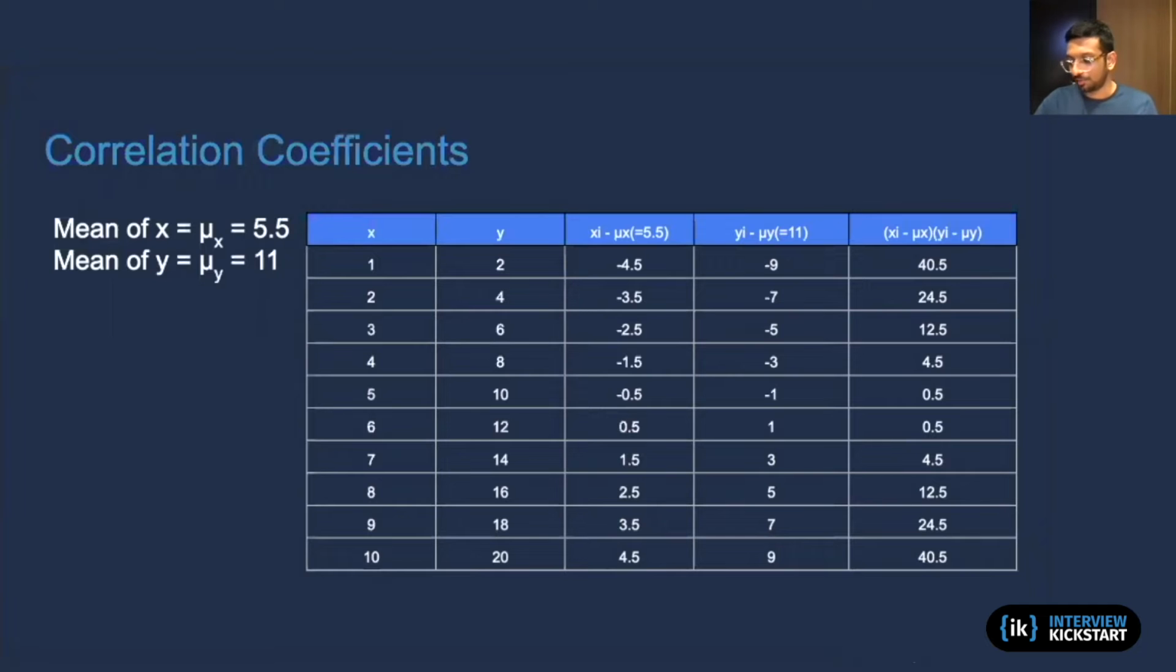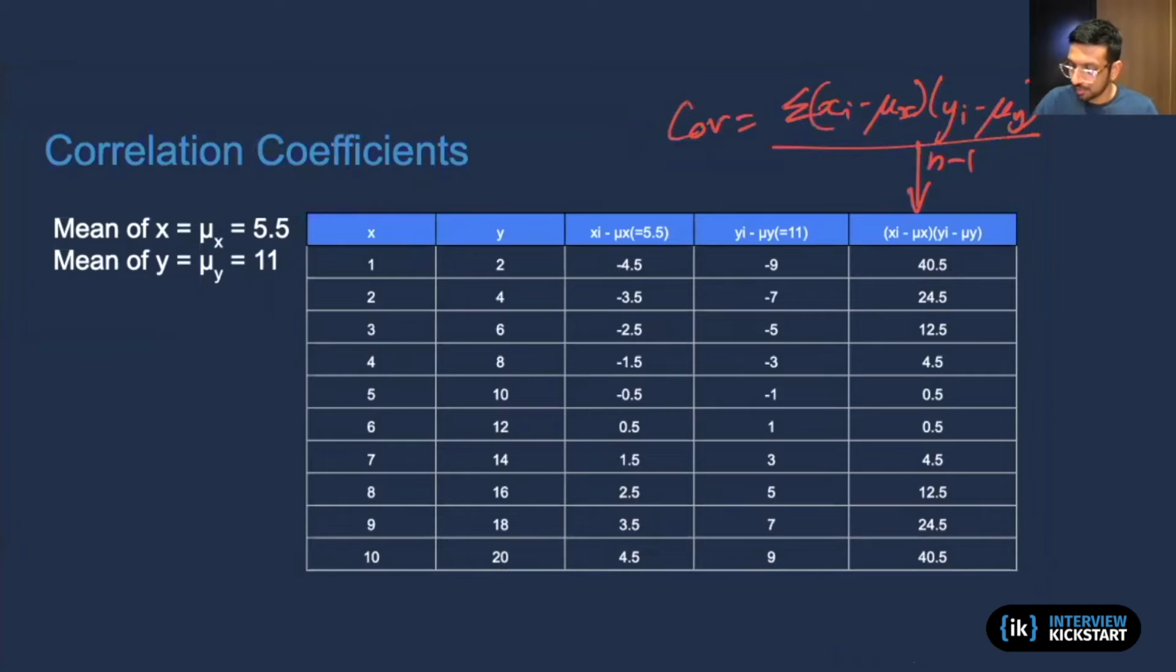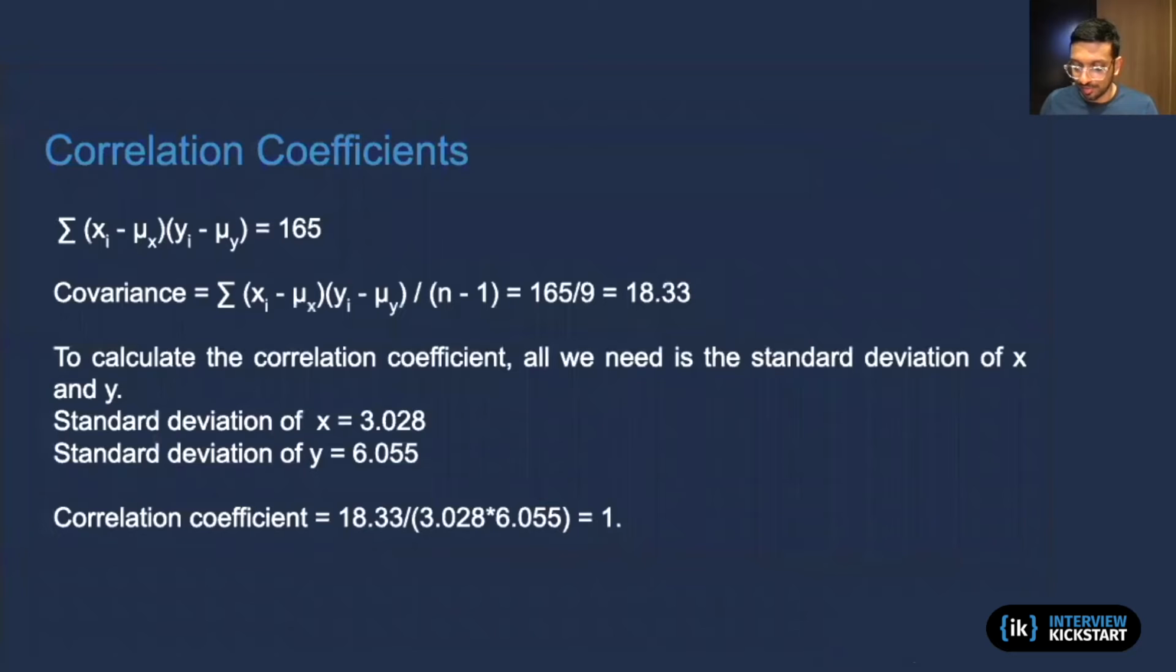And then to fit them into the formula for the Pearson coefficient, we need to calculate the covariance first. In order to calculate the covariance, we're going to have to sum up this particular column and divide by 9, right? Because we had n minus 1 in the denominator. We had sigma xi minus mu x, yi minus mu y, divided by n minus 1. That's the covariance. To calculate the covariance, we sum up that column, divide by 9, and that gives us a value of 18.33.